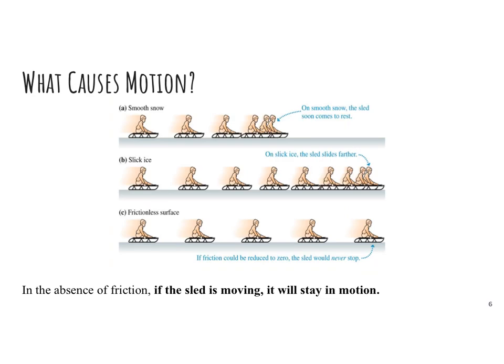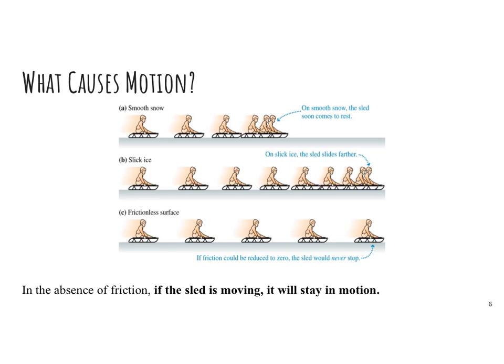Okay, so we can ask ourselves the question, what actually causes motion? In the last unit, we just said, hey, motion's happening. Well, let's take a look at this quick little example. In example A, we have a kid on a sled, and if he's on a sled on some smooth snow, the sled will come to rest. You probably have gone sledding, and you go down to the bottom of the hill, and your sled comes to rest on its own.